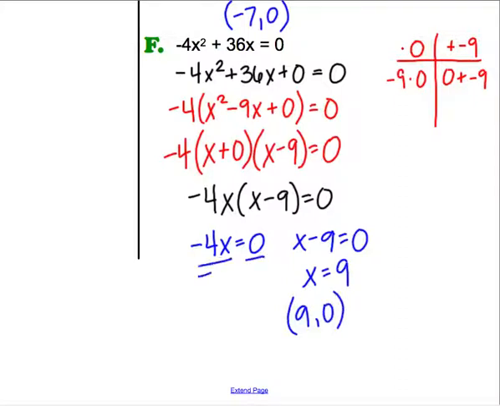Here we're going to divide by negative 4. 0 divided by anything is 0. So x equals 0, which means that my ordered pair goes through the origin, which is 0, 0.